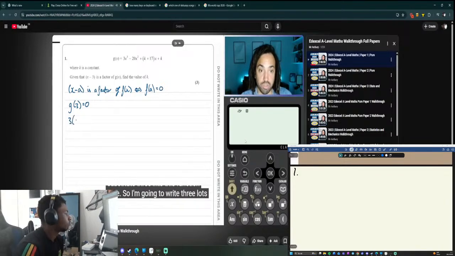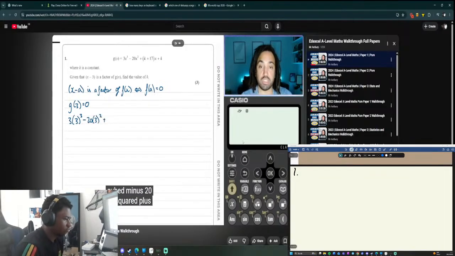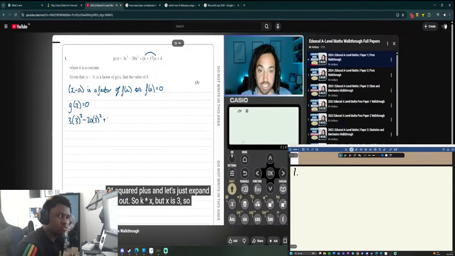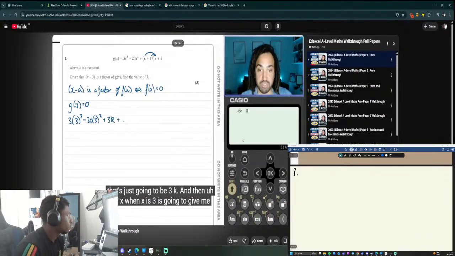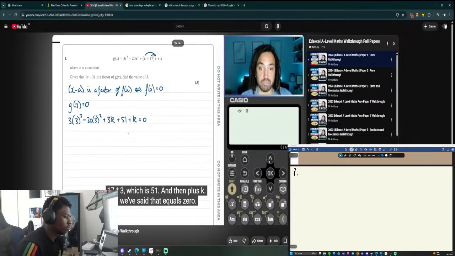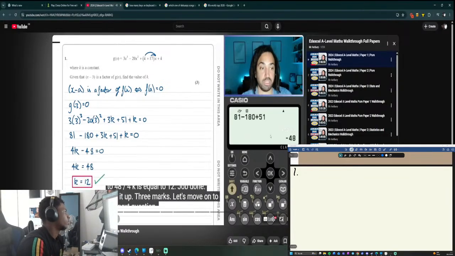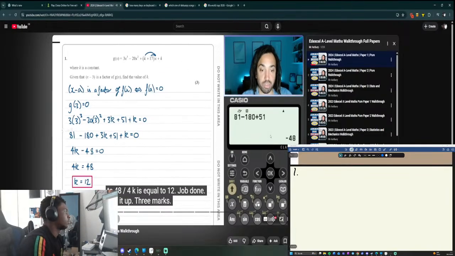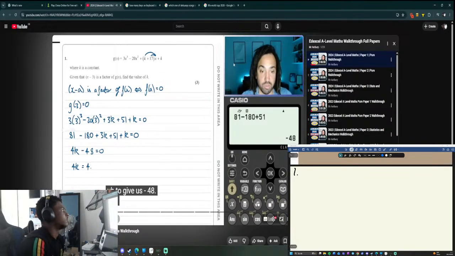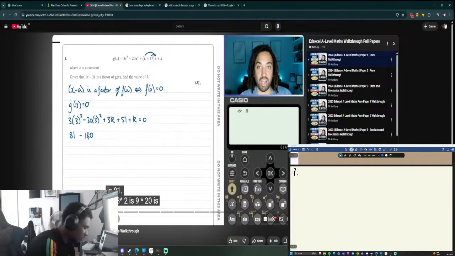And to find g of 3, we just substitute 3 into this function. So I'm going to replace x with 3 cubed, minus 20 times 3 squared, plus k times x, but x is 3, so that's just going to be 3k. And then 17 times x, when x is 3, is 17 times 3, which is 51, and then plus k, and we said that equals 0. Okay, let's evaluate this. So 3 cubed is 27, times 3. Seems pretty straightforward.